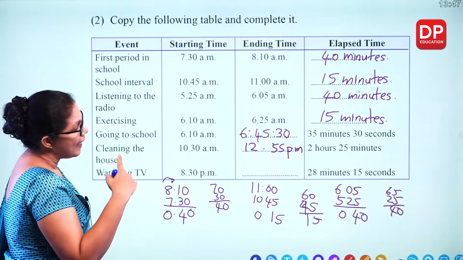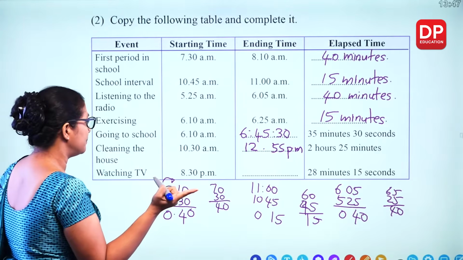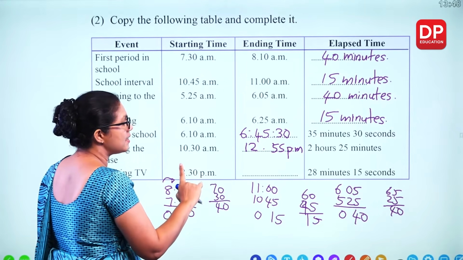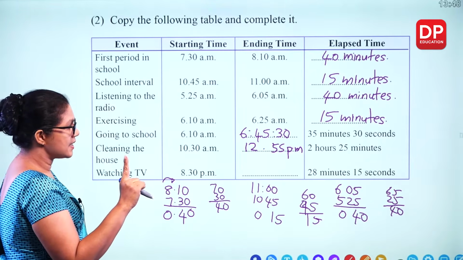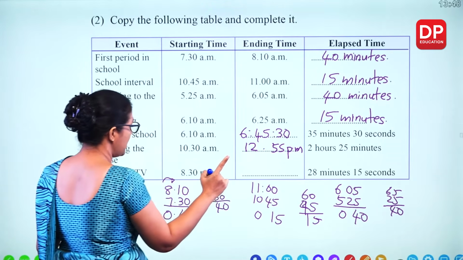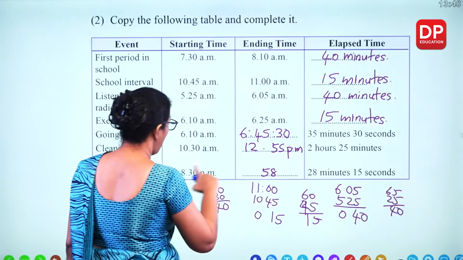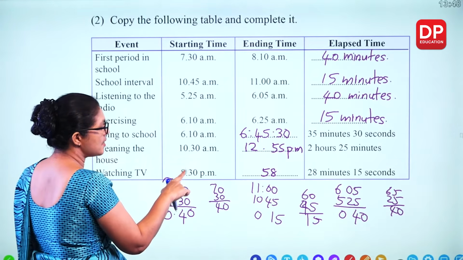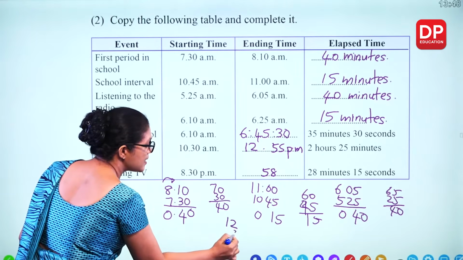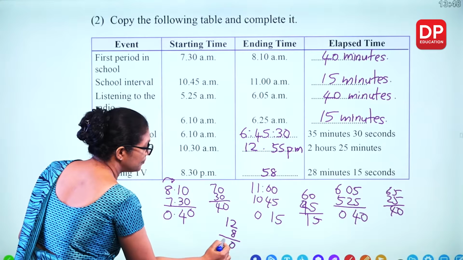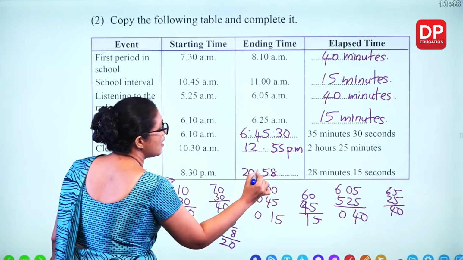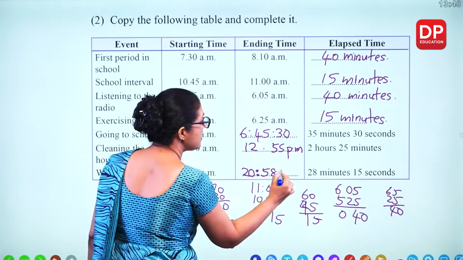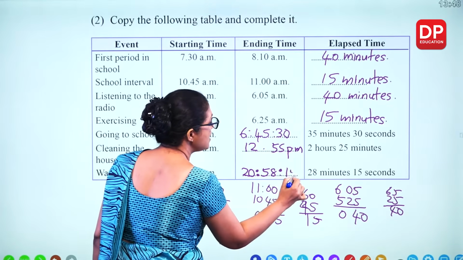8:30 PM now, and 28 minutes and 15 seconds later. So here 30 and 28, we are adding minutes. 30 plus 28, that's 58 minutes. So 58 minutes and 8 is there. So this is PM. PM means you have to write 12 plus 8, 20. That means 20 hours, 58 minutes and 15 seconds.